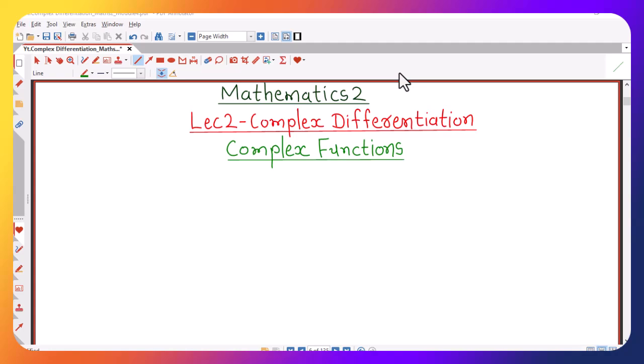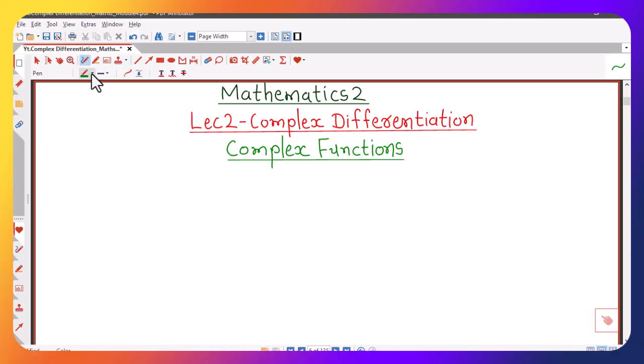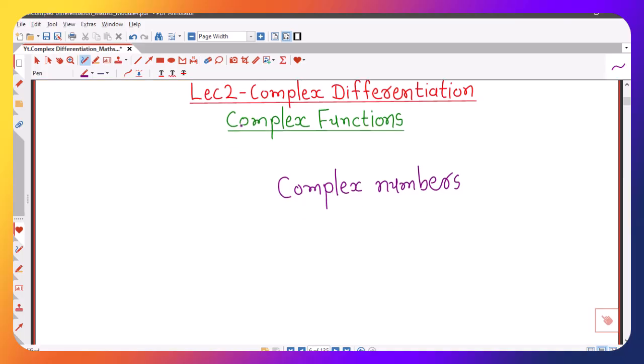Hello friends, I welcome you to lecture number 2 on complex differentiation. In the previous lecture we understood complex numbers and we are now familiar with complex numbers and the algebra of complex numbers, that is, addition, product, division of complex numbers, etc. Today we are going to talk about complex functions.